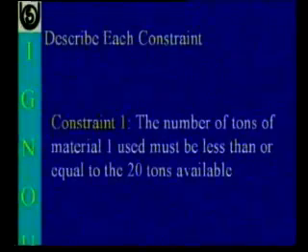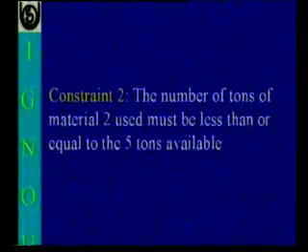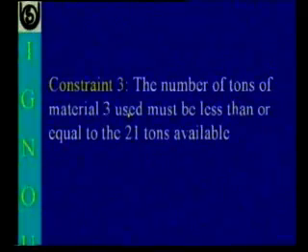Now we will define the constraint 1. Constraint 1 says that the number of tons of material 1 used must be less than or equal to the 20 tons available. Similarly, constraint 2 says that the number of tons of material 2 used must be less than or equal to 5 tons available. Similarly, constraint 3, the number of tons of material 3 used must be less than or equal to 21 tons available.